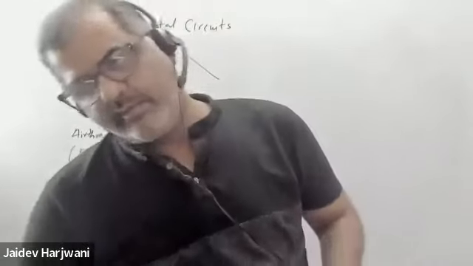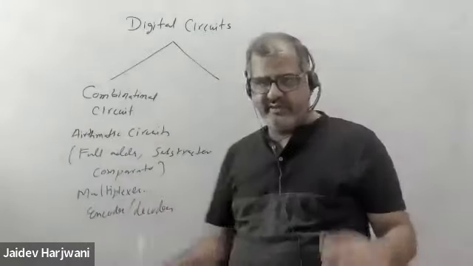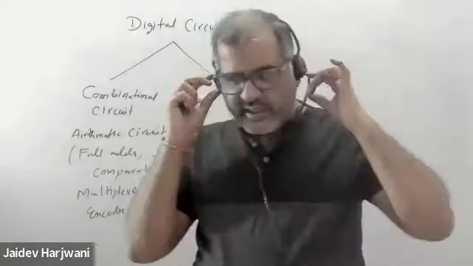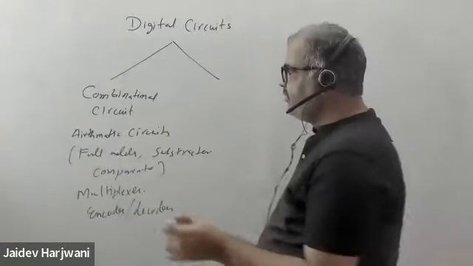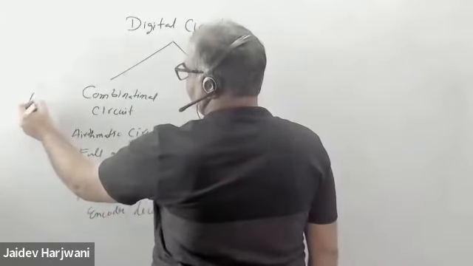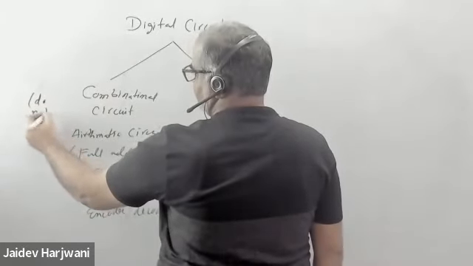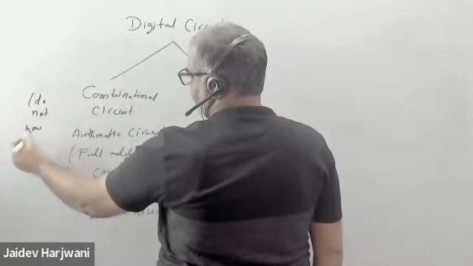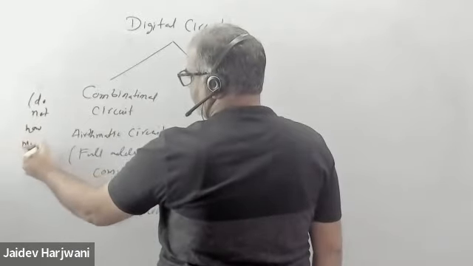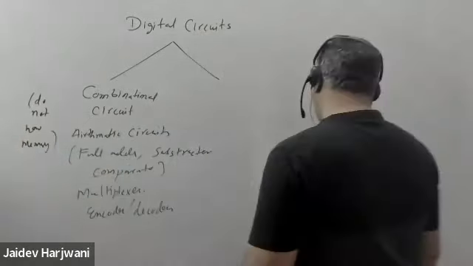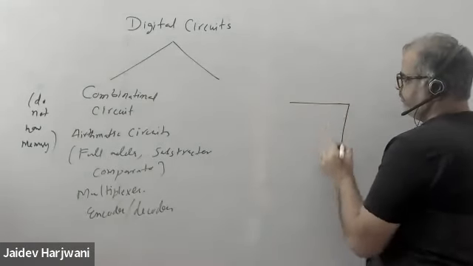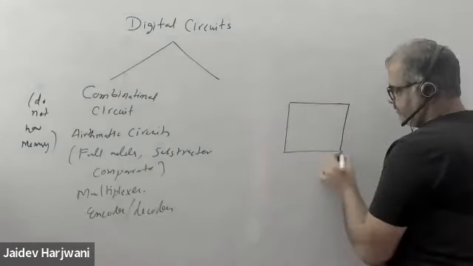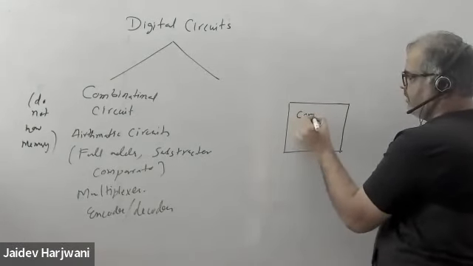Combinational means that in order to perform this circuit we need a combination of logic gates. But these kinds of circuits do not have a memory. So these do not have a memory. So you have a combinational circuit, or combinatorial circuit.